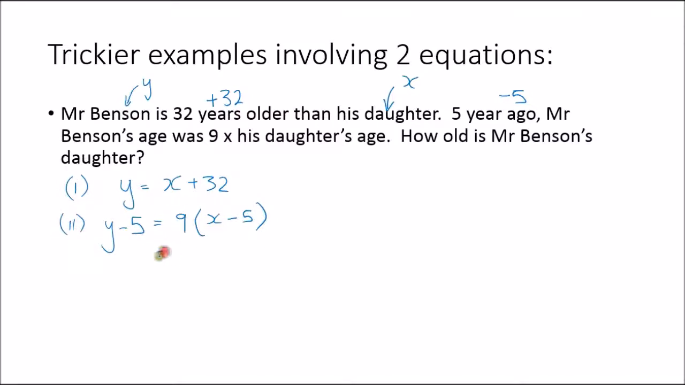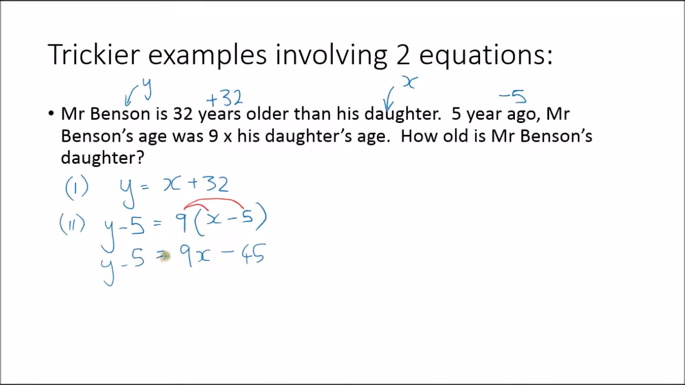So the right hand side of equation 2, now we're going to carefully expand this using crab claws or whichever expanding technique you are fond of. Okay, so we're going to expand this. 9 times x is 9x. 9 times minus 5, 9 5s are 45. A positive number times a negative number is a negative number. So now we've got y minus 5 equals 9x minus 45.